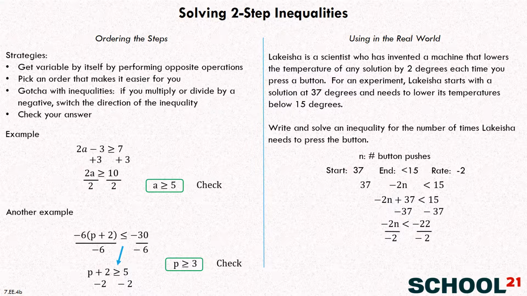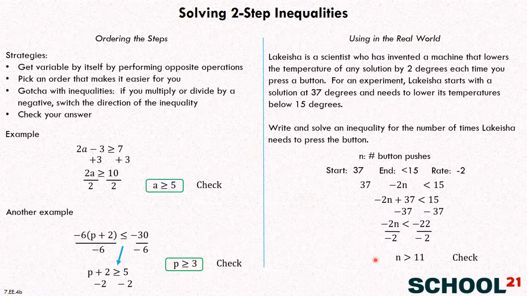When we divide, remember, we're going to have to switch the direction of that inequality symbol. On the left-hand side, we'll just have n. On the right-hand side, negative 22 divided by negative 2 is just 11. Notice how we switched the direction of the inequality symbol here from a less than to a greater than. Now we can always check that answer too. What we're saying here is that as long as Lakeisha pushes that button more than 11 times, not greater than or equal to, but more than 11 times, she's going to be okay.